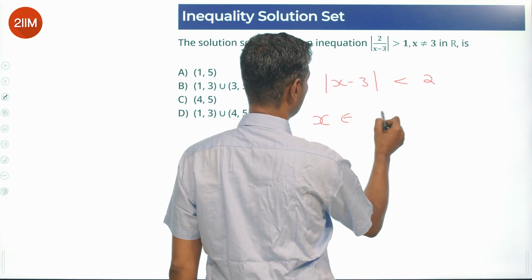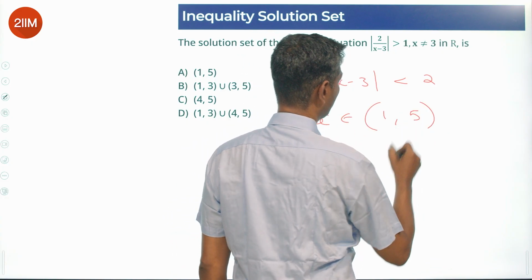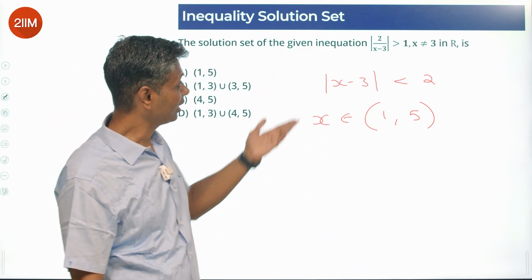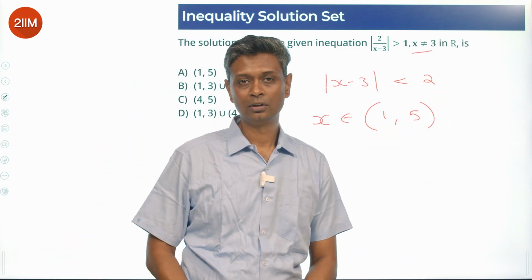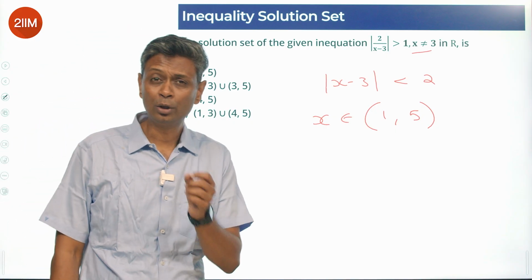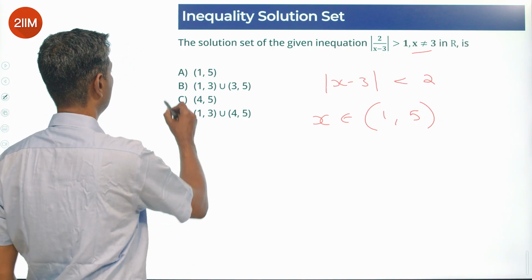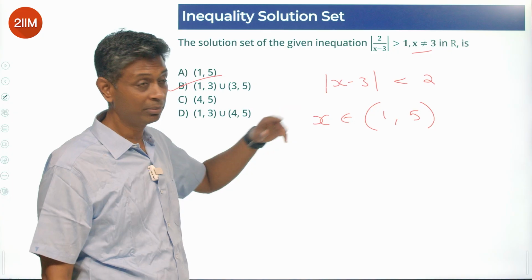X should belong to the region 1 to 5, not inclusive because strictly greater than 1, except, and it's a beautiful caveat here, x minus 3 is the denominator, so x cannot be 3. So it is not 1 to 5, it is 1 to 5 except 3. So it is 1 to 3, 3 to 5. Nice simple question, and so this we can do algebraically.